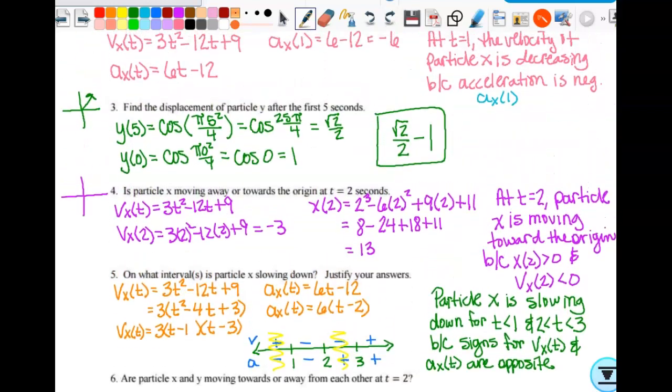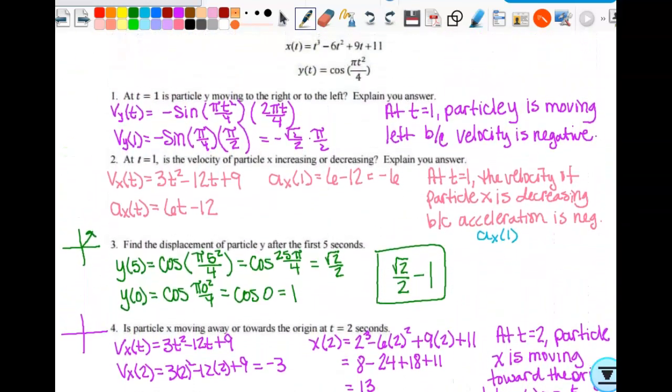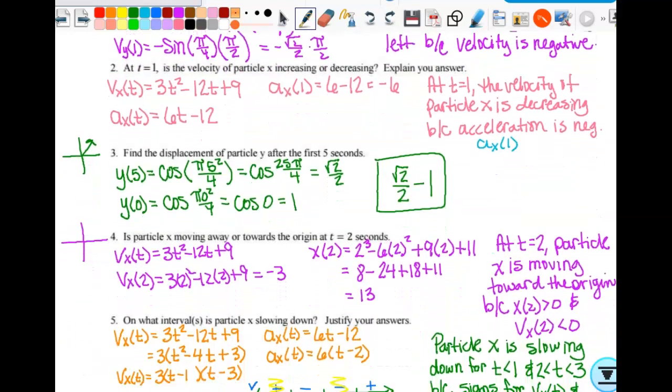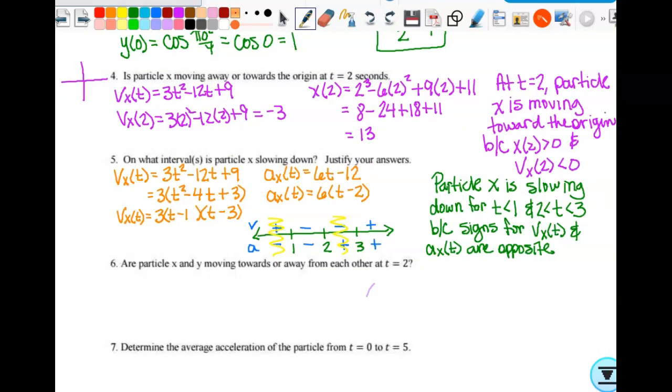I'm going to have to back up because I'm not that familiar with this question. All right, so yeah, we already found v of 2 and x of 2 on number 4. Okay, we found those. So I'm going to copy this down. So x of 2 from part 4 is 13. Velocity at time 2, again from part 4, is negative 3.